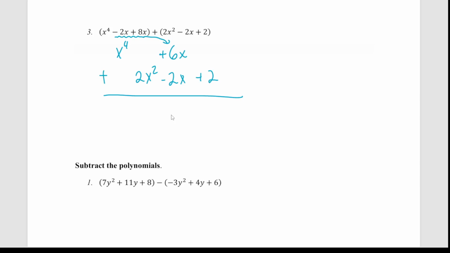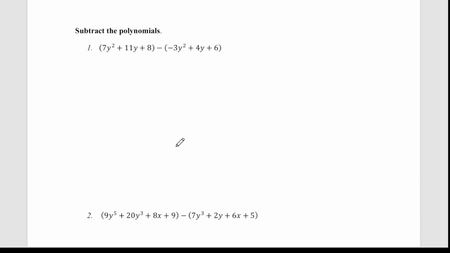Positive x to the fourth plus no other x to the fourth will get me x to the fourth. 2x squared plus no other x squareds will give me plus 2x squared. Positive 6x minus 2x is going to get me positive 4x. Positive 2 plus no other constants will get me plus 2.